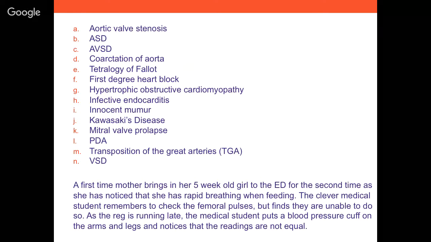A first-time mother brings in her 5-week-old girl to the ED for the second time as she has noticed that she has rapid breathing while feeding. The clever medical student remembers to check the femoral pulses, but finds they are unable to do so. As the reg is running late, the medical student puts a blood pressure cuff on the arms and legs and notices that the readings are not equal. Yeah. Cool.